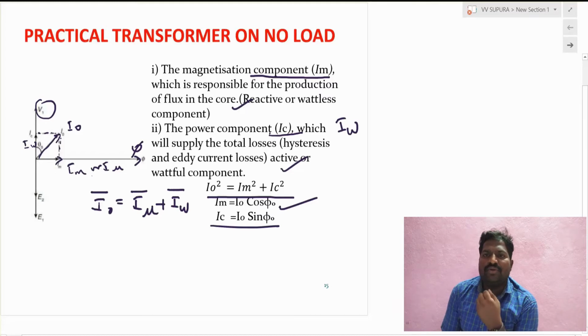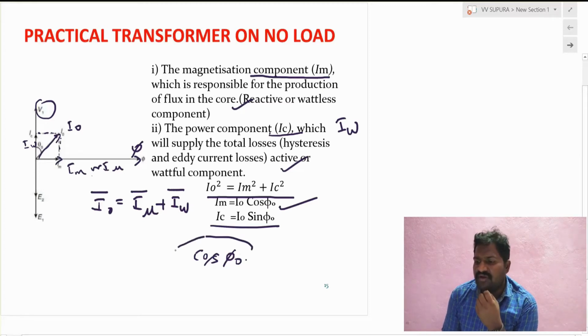So I naught square is equal to Im square plus Ic square, where one is the magnetizing component and the other is the working component. The phase angle between I naught and V1 is phi naught. That is, we can take the no load power factor as cos phi naught. This value will be very small.